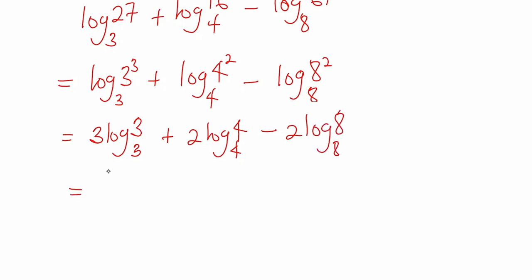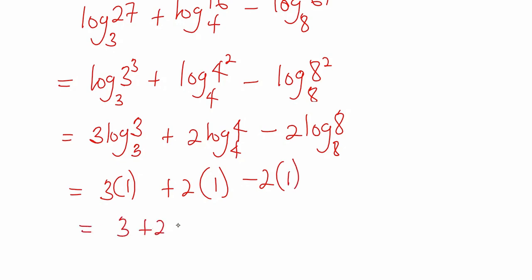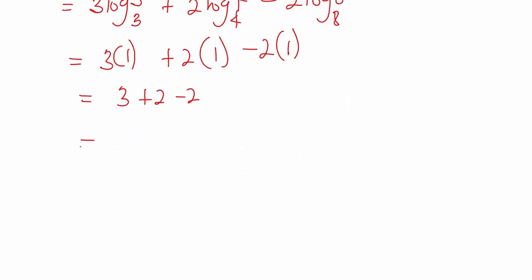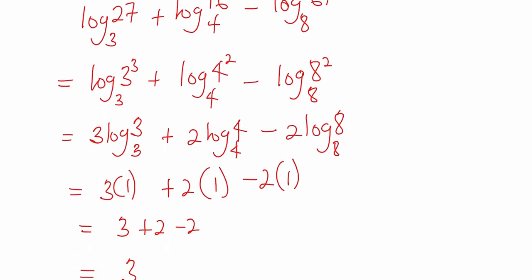Now we said earlier, and we've said it again, that logarithm of a number to the same base is 1. So you can see log 3 base 3, that is 1. So you have 3 multiplied by 1 plus 2. So log 4 base 4 also gives us 1, minus 2 log 8 base 8 also gives us 1. So at the end we have 3 plus 2 minus 2, and 3 plus 2 minus 2 gives us 3. So this becomes our solution to this question.